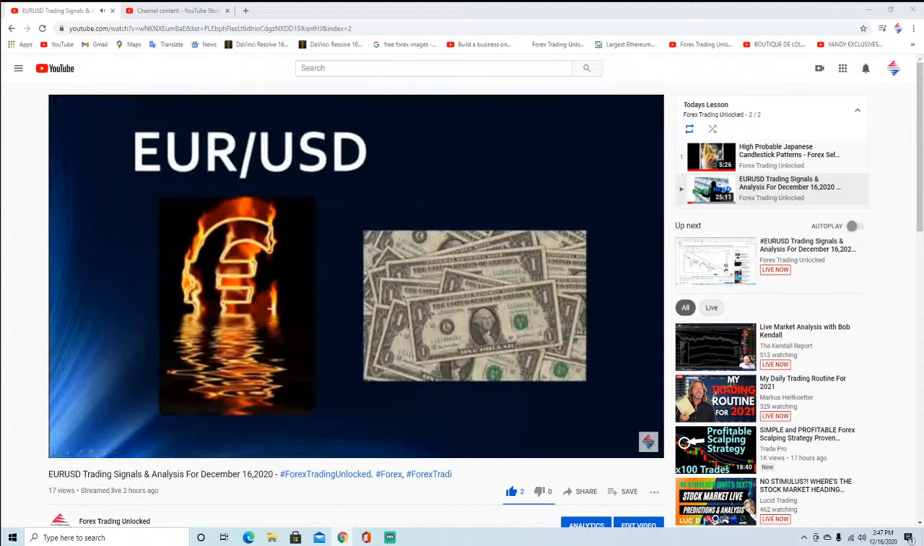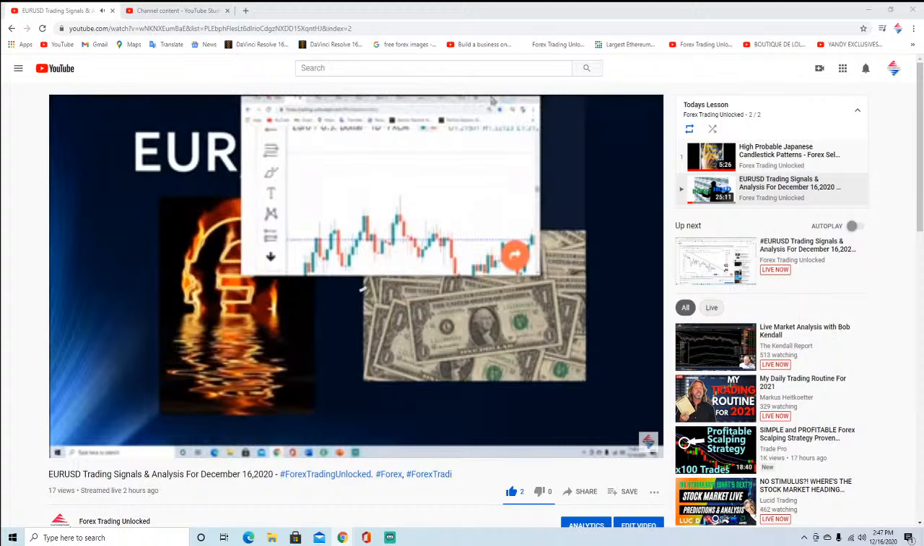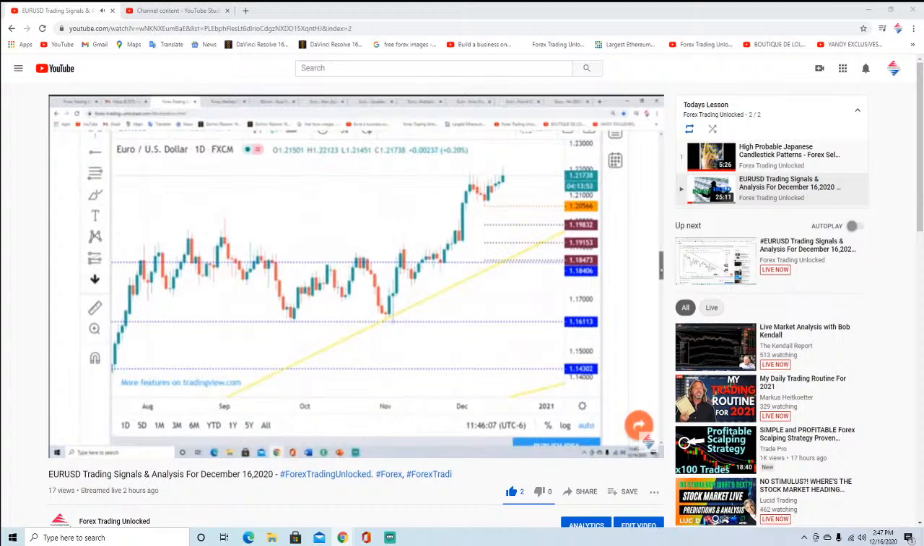With that, let's go to the euro US dollar. We're going to pull up this chart for you right now and see what is going on. So we have the euro US dollar pulled up here. All right, the market has made higher move highs today.